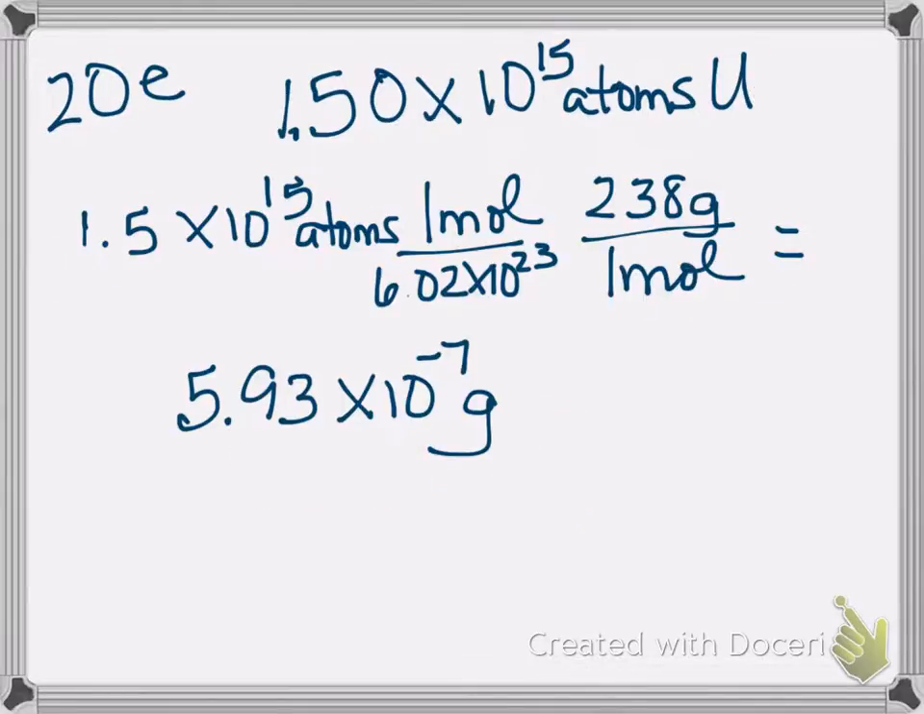20E, 1.5 times 10 to the 15th atoms of uranium. So 1.5 times 10 to the 15th atoms times 1 mole over 6.02 times 10 to the 23rd times 238 grams over 1 mole. So we're going to cross out atoms. We're going to cross out moles. We're going to be left with grams here. So your final answer is 5.93 times 10 to the negative 7th grams. Okay.